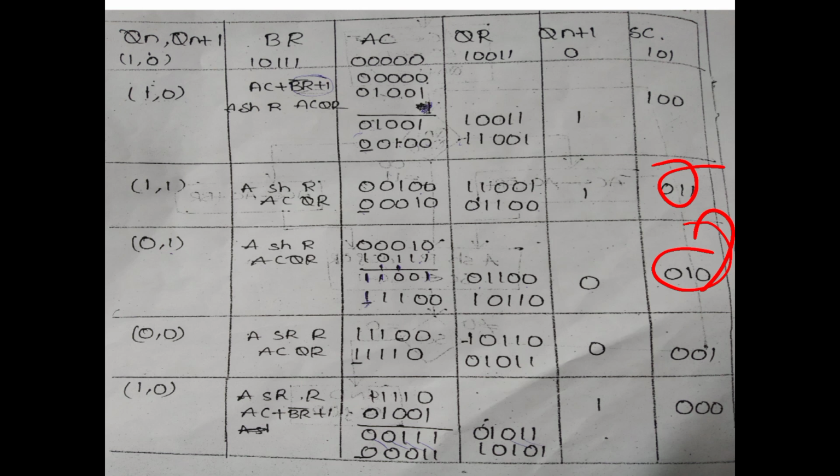What is QN plus 1? 0. Right? So if it is 0 0, then what will you do? Directly perform the arithmetic shift right operation. In the arithmetic shift right operation, all bits are shifted to the right side, and the vacant position is filled with the most significant bit.